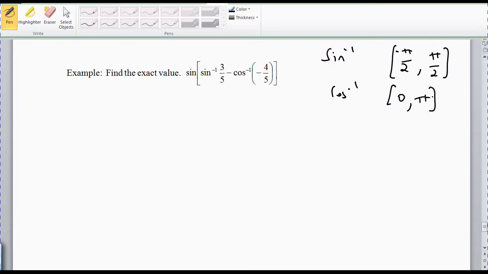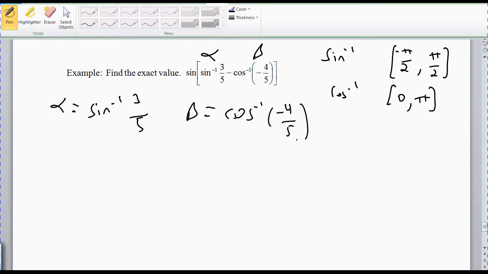What we're actually doing is restricting the domain of sine and cosine on these angle measures, which actually is the range of the inverse functions. But what we're going to do is call this alpha, all of inverse sine 3/5 is our alpha, and we're going to call that beta. So that means that beta is all of inverse cosine -4/5.